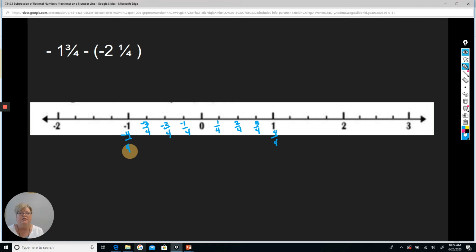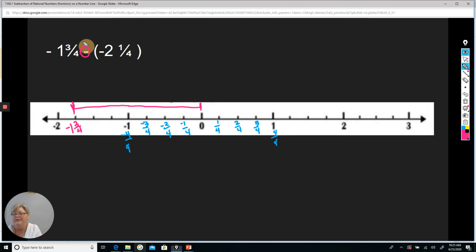Okay, so we're going to start at 0 like we do on the number line every single time, and we're going to go to -1 and 3/4. So I'm going to go all the way to -1, and then I'm going to count by fourths until I get to 3/4. So that's 1, 2, 3, 4 here. So this is -1 and 3/4. I'm finished with my first term.